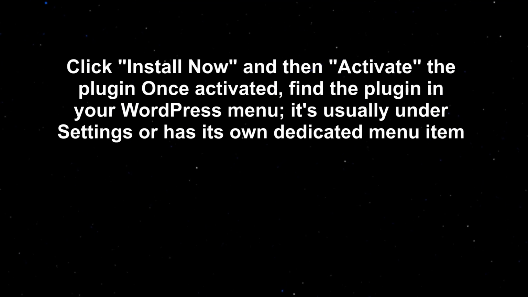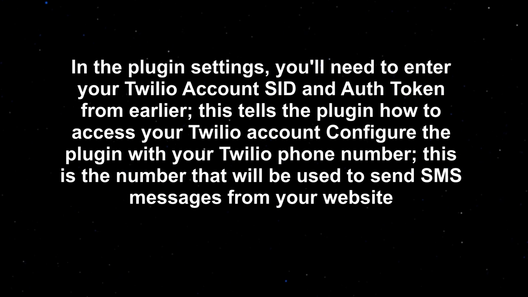Once activated, find the plugin in your WordPress menu. It's usually under Settings or has its own dedicated menu item. In the plugin settings, you'll need to enter your Twilio account SID and Auth token from earlier. This tells the plugin how to access your Twilio account.